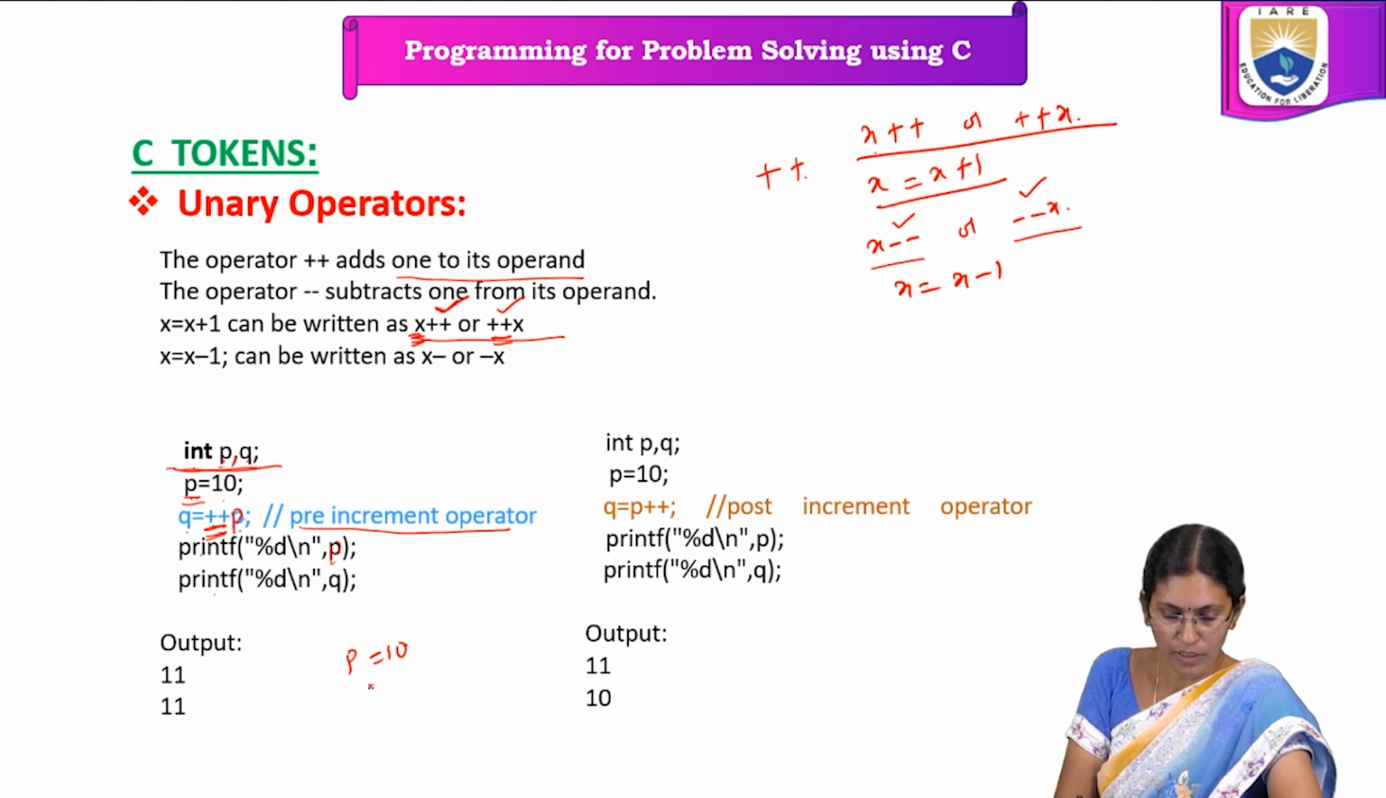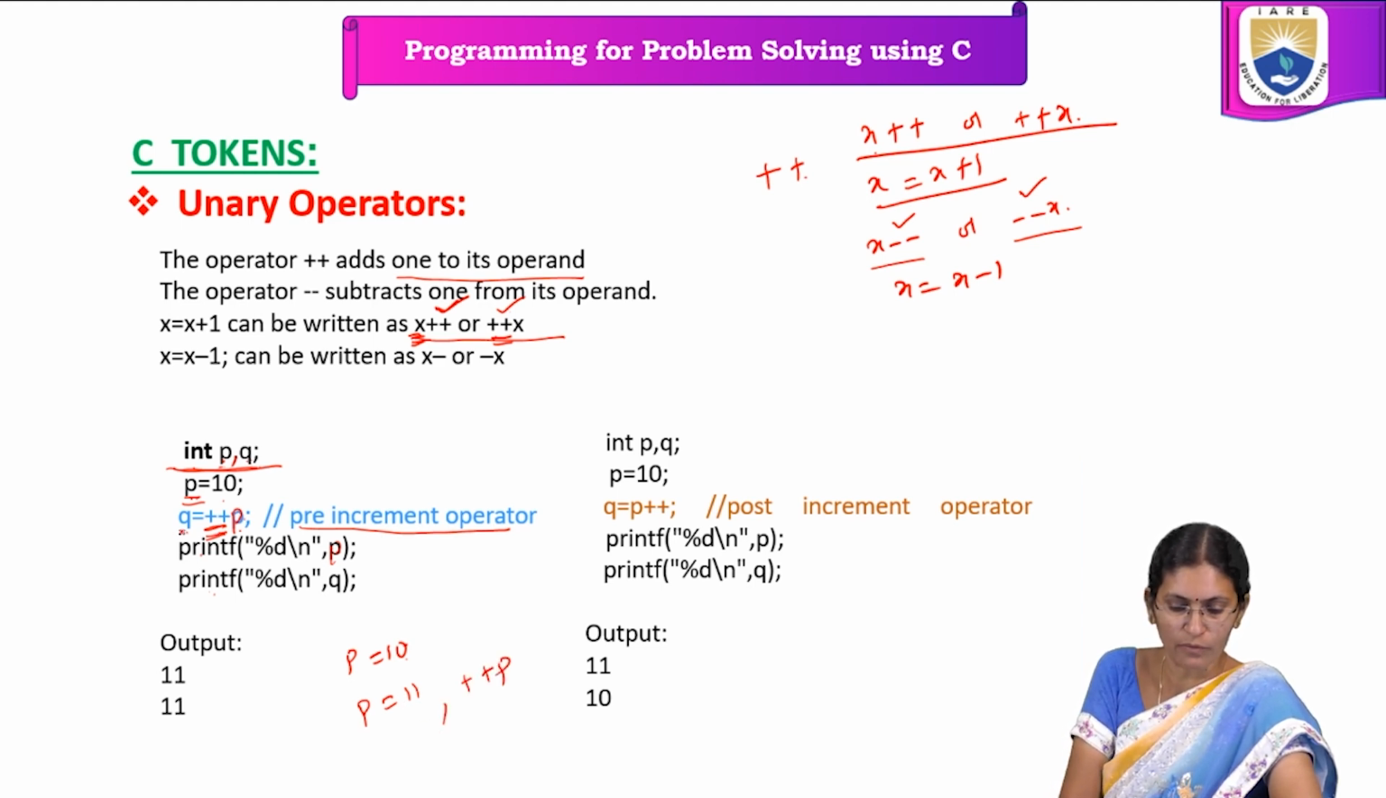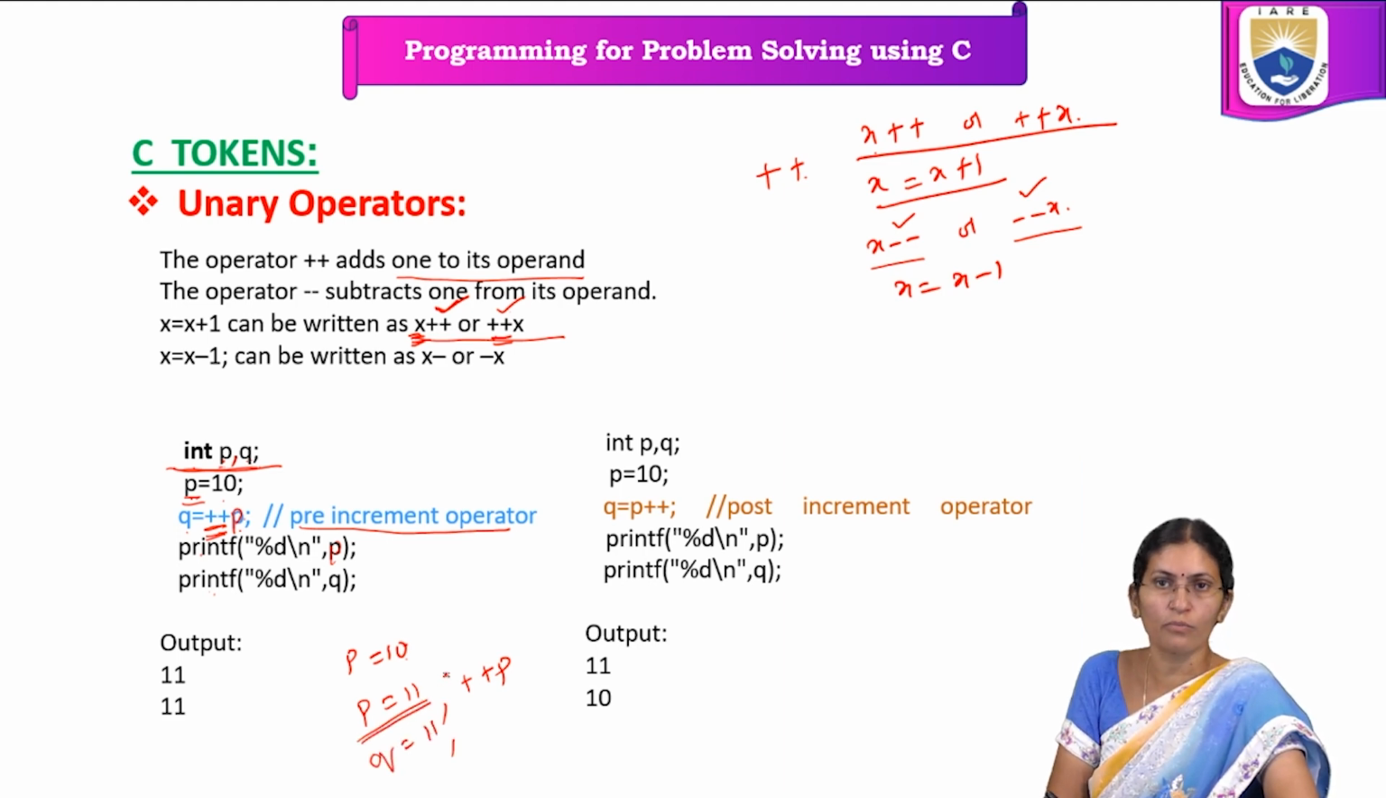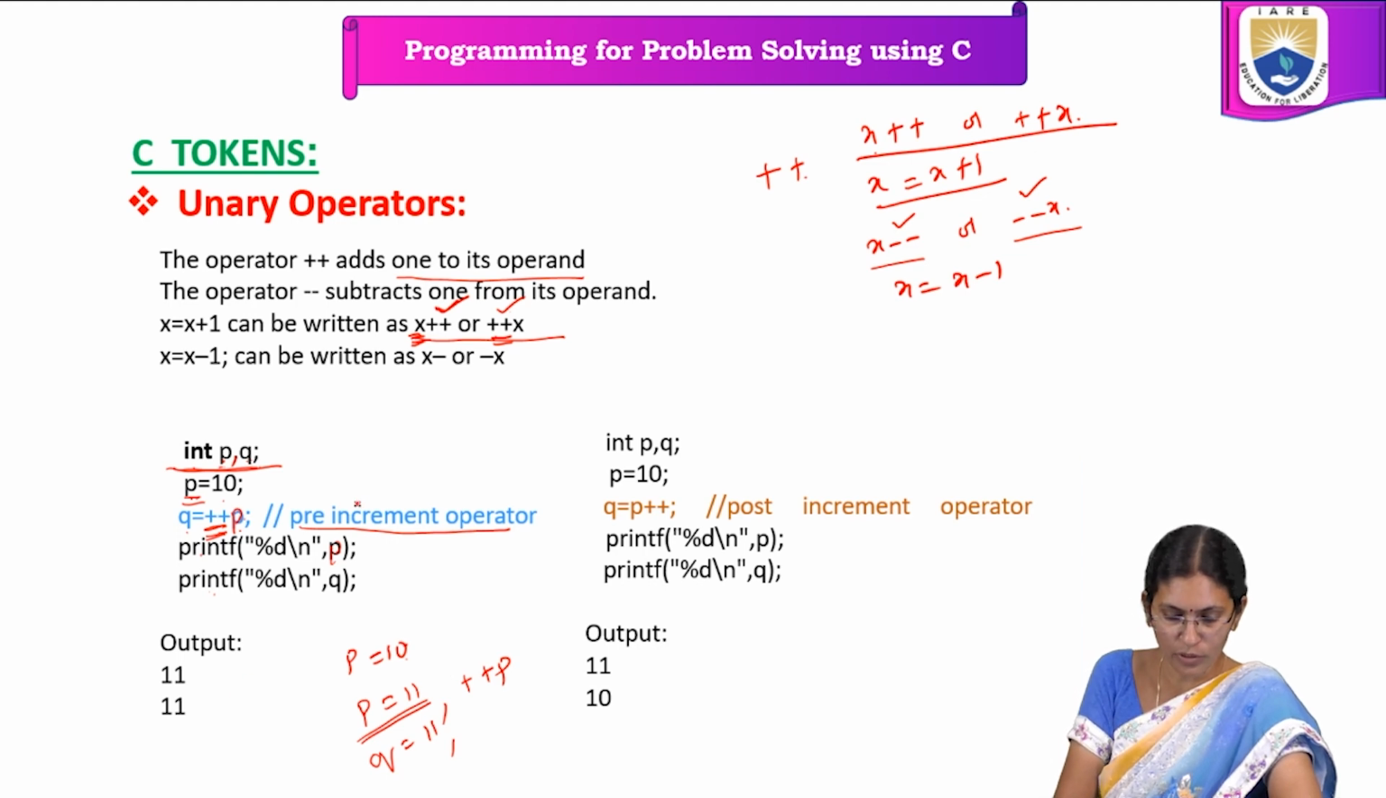Initially the value of p is 10. After incrementing, p is equal to p plus 1, so after plus plus, p is equal to 11. This value will be assigned to q, so q will also be 11, and after incrementing, p will also be 11. Therefore the output will be 11 and 11.